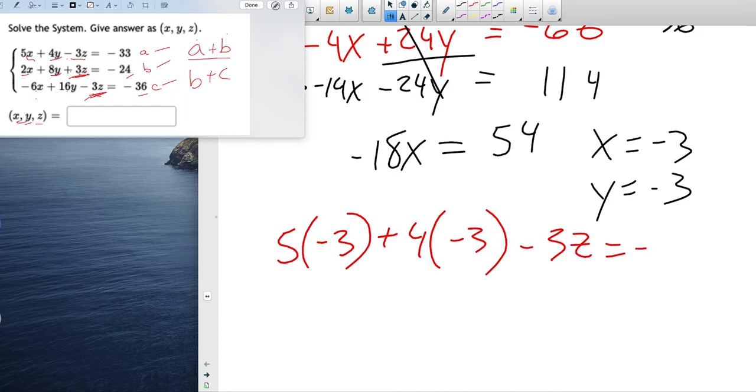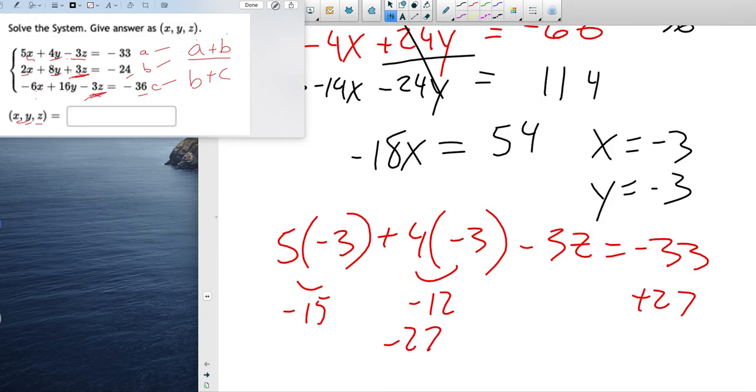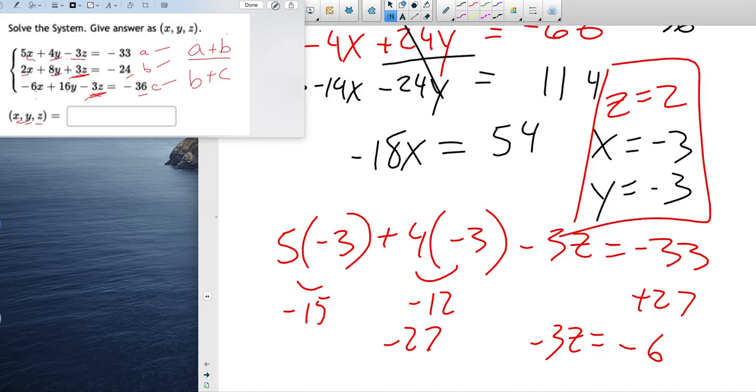This is all equal to negative 33. So this is negative 15, this is negative 12. Combine those, I get negative 27. Add 27 to both sides. I get negative 6. So I have negative 3z equals negative 6, z equals 2. Now, before I enter this, I'm going to try it in the other two equations. I'm just going to do that on my calculator.